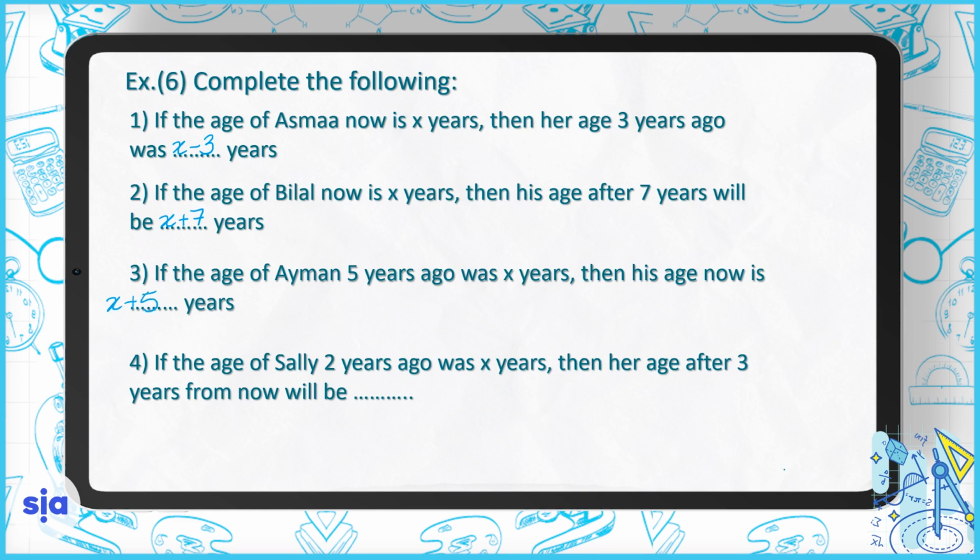Question 4. If the age of Sally 2 years ago was X years, then her age after 3 years from now will be what? 2 years ago she was X, so now she is X plus 2. And then the question wants another 3 years from now, so it will be X plus 5.